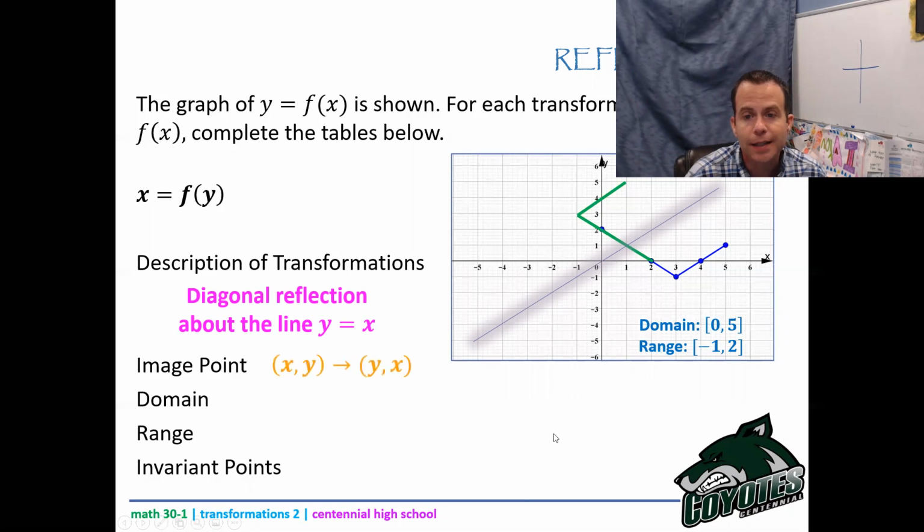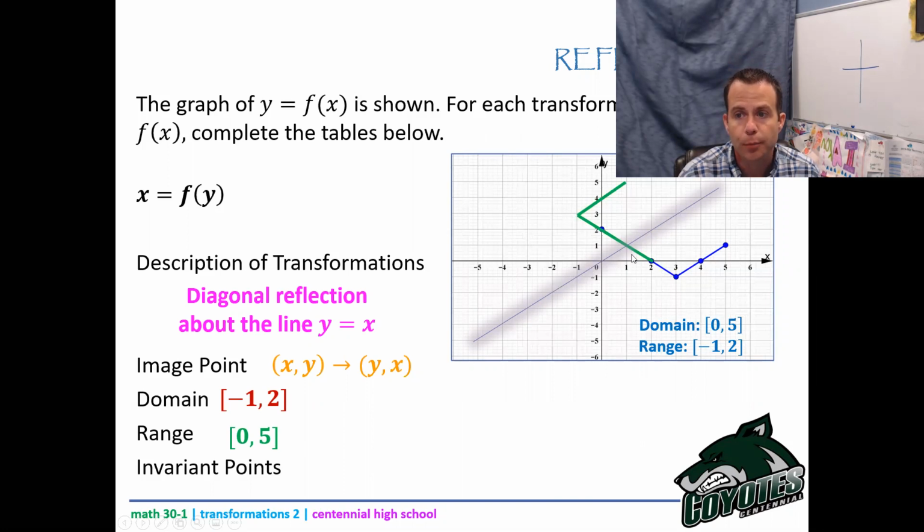The domain and range are kind of cool because the domain is just the old range, right? If everything x becomes y and everything y becomes x, the original domain now becomes the range, and the original range now becomes the domain. So my domain will be -1 to 2, and if you don't believe me, go take a look at it. Here is my left bound, and here is my right bound, and then the range becomes 0 to 5. Here is my bottom, and here is my top.